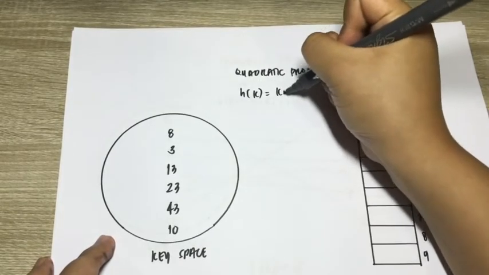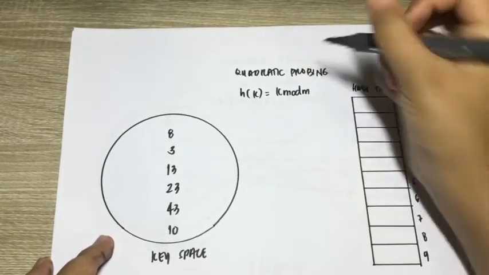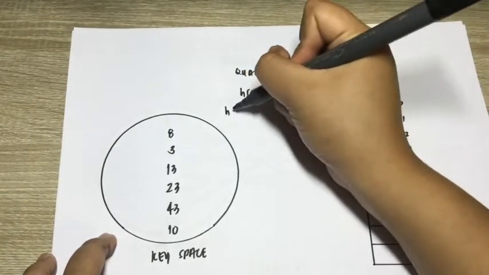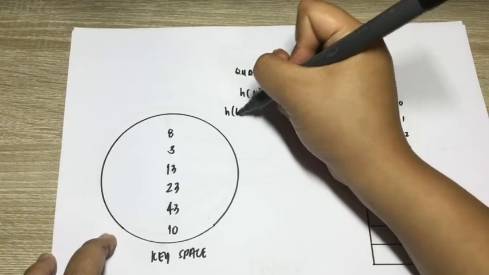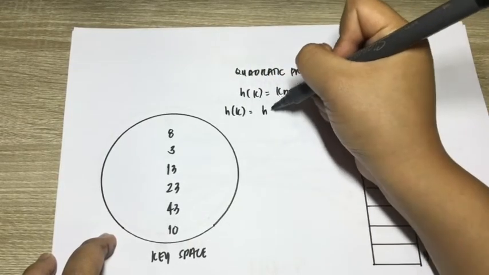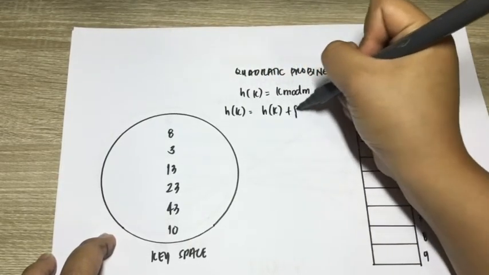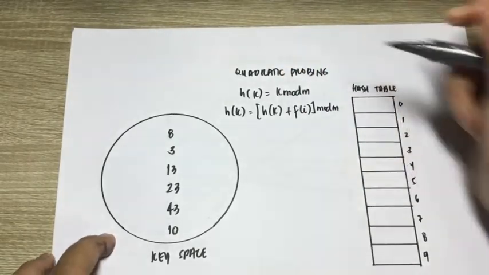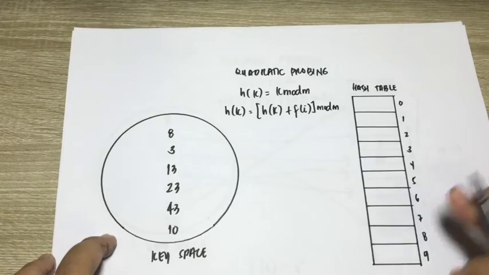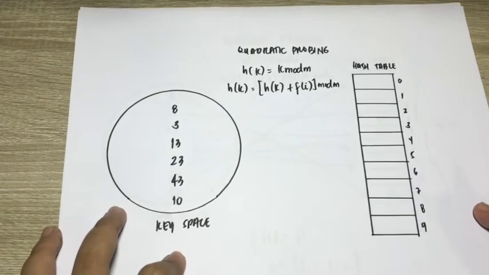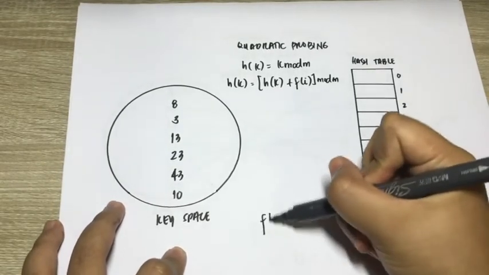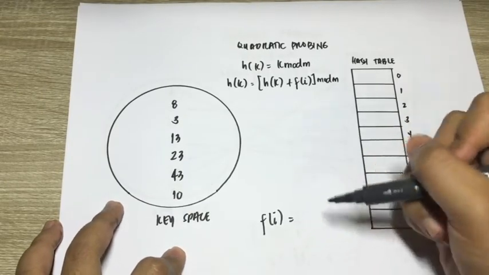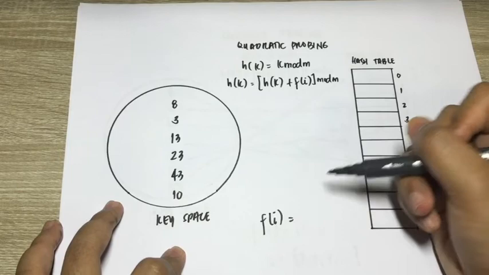So in quadratic probing, still we are going to use the hashing function h of k is equal to k modulo m if there is no collision. However, if collision happens, we're going to modify this hashing function to h of k equivalent to h of k plus f of i modulo m. So as you can see here, we have retained the expression that we have used in linear probing, but this time, instead of having f of i as just equivalent to i, or the increment is just linear, which is 1.